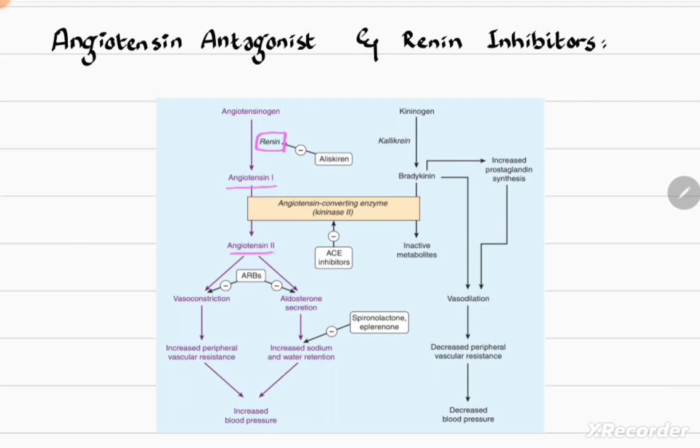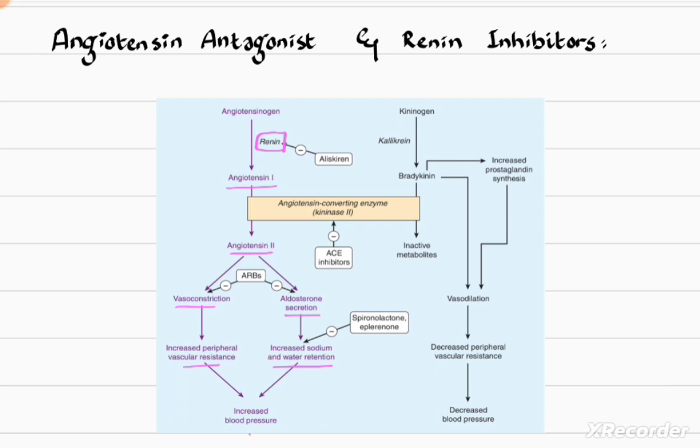Now, this angiotensin 2 is the active compound which mediates the vasoconstriction or increases the secretion of aldosterone. The vasoconstriction will increase the peripheral vascular resistance and cause an increase in the blood pressure, and the aldosterone will cause an increase in sodium and water retention, and it will increase the blood pressure. So the net effect of angiotensin 2 is an increase in the blood pressure.